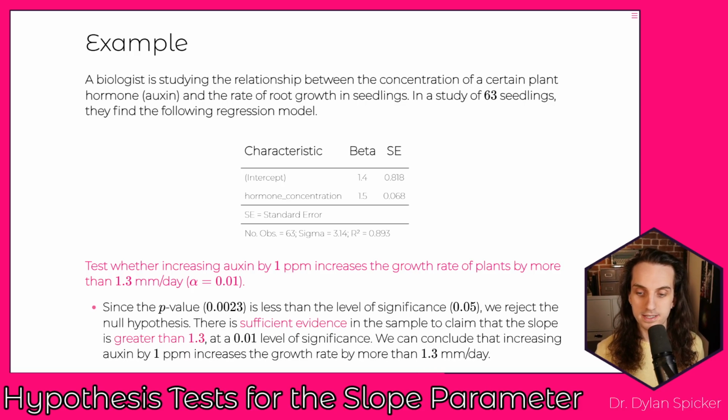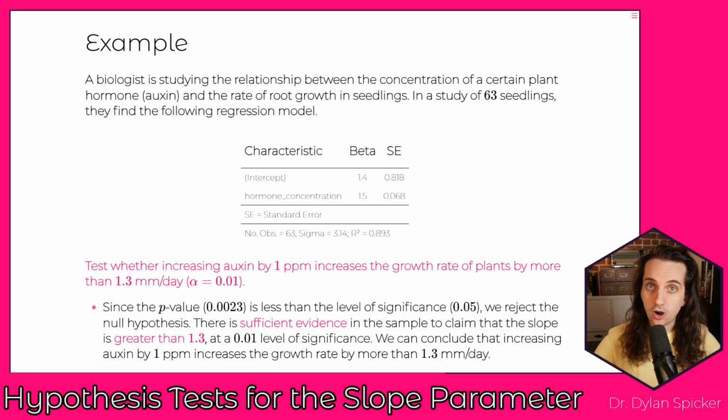hypothesis. So we can say that since the p-value is less than the level of significance, we reject the null hypothesis. There is sufficient evidence in the sample to claim that the slope is greater than 1.3 at the 0.01 level of significance. We conclude that increasing oxygen by 1 part per million increases the growth rate by more than 1.3 millimeters per day. Right, and so again, we have this substantive question: is the impact of the concentration on plant growth rate at least this much, right?